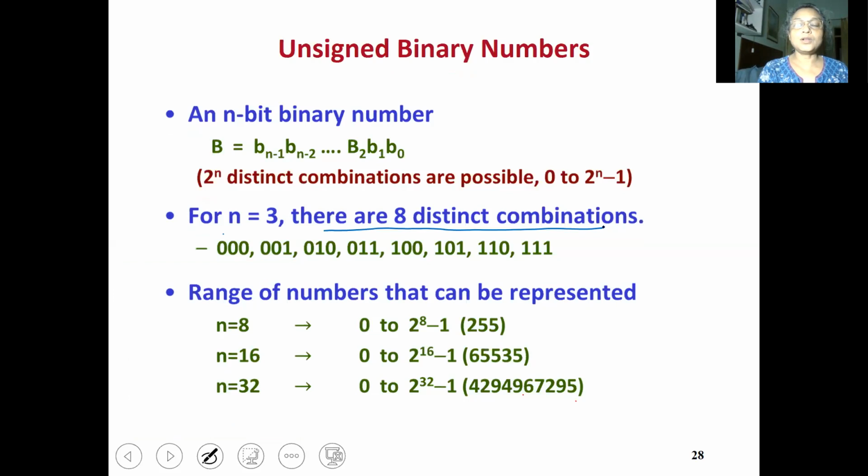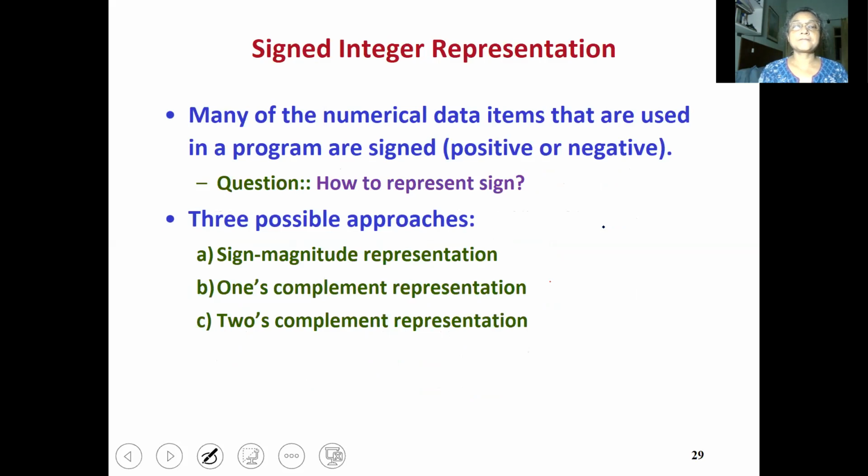So for n equal to 8, if there are 8 bits, that's 1 byte, we can represent 256, 2 to the power 8, 256 different numbers ranging from 0 to 2 to the power 8 minus 1. But what if we want to also represent negative numbers like minus 7, minus 20, minus 512? Then we have to come up with a signed representation.